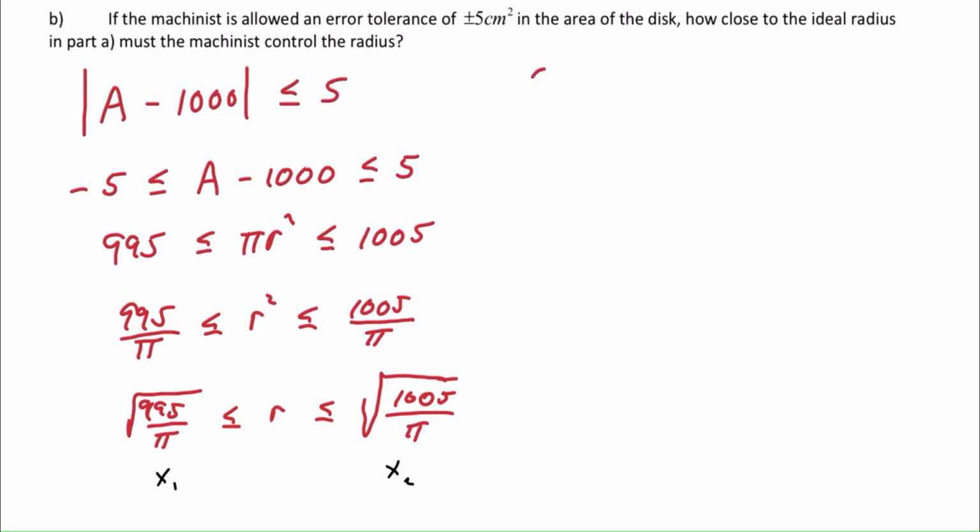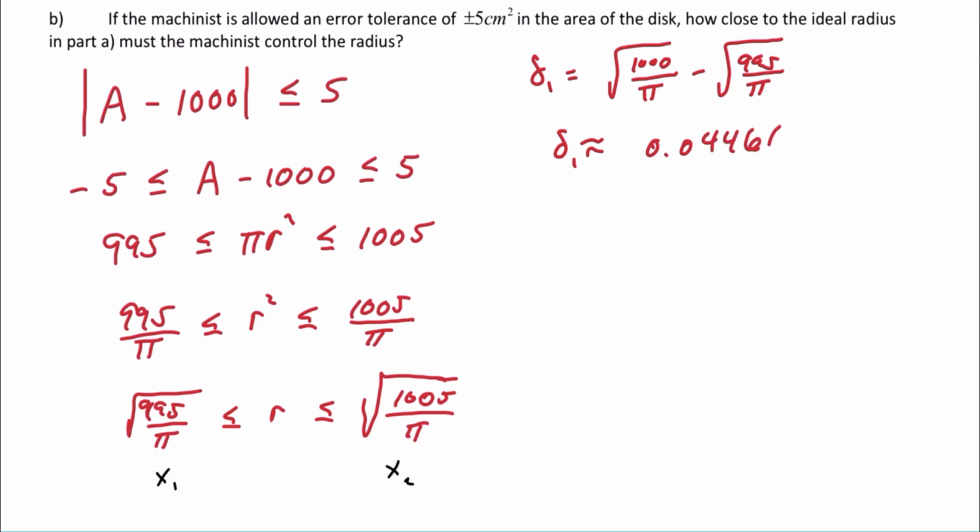To find delta 1, we're going to take the ideal radius, which is the square root of 1,000 over pi, minus x1, or the square root of 995 over pi. If we throw this into the calculator, we get that delta 1 is roughly 0.04466.